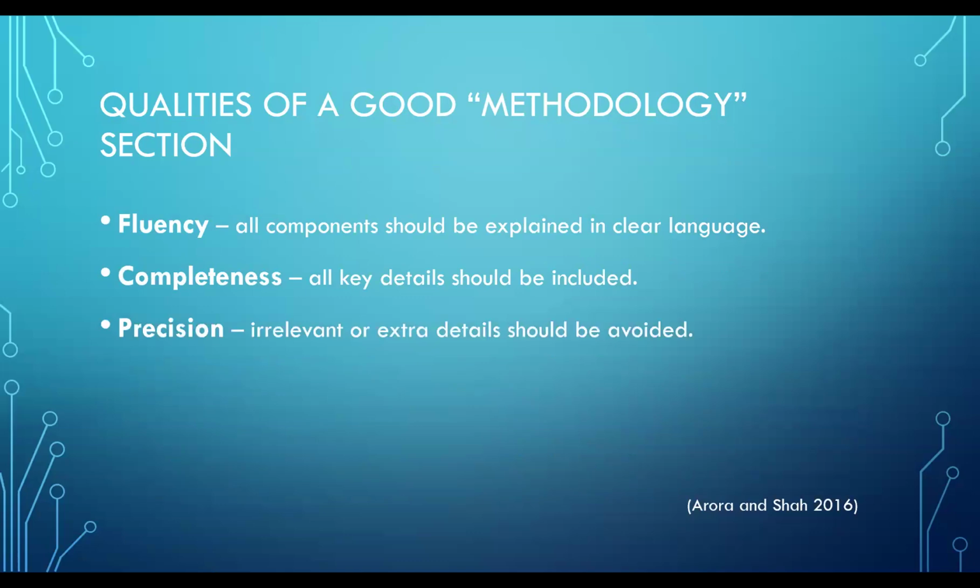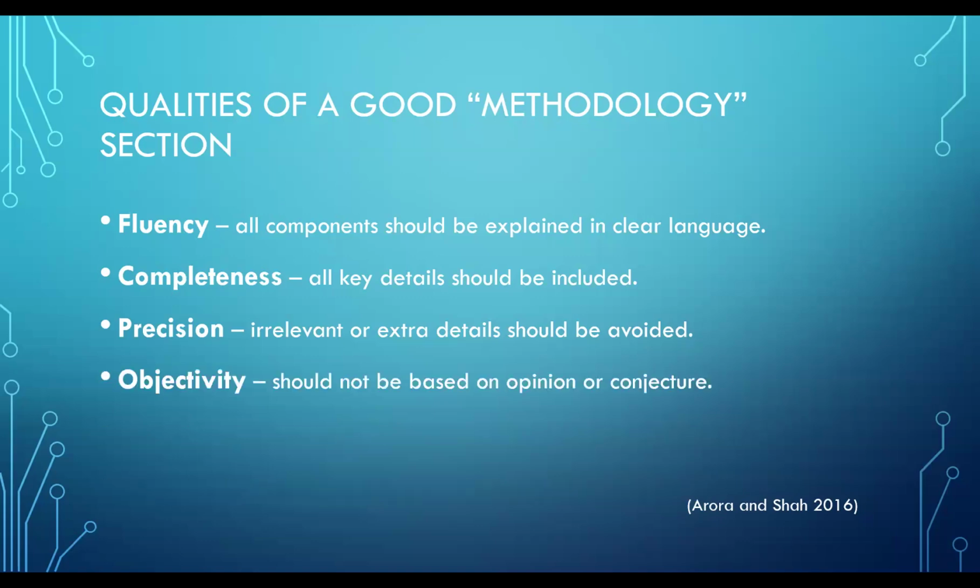Is it precise? Are we avoiding irrelevant details or extra details? Are details that should be left in the introduction or the discussion section accidentally being put over here? Or is it written in a very focused and precise manner? And finally, is it objective? Are you just letting the methods speak for themselves? Or are you bringing in your own opinion or conjecture or theory, which should not appear in the methods section? Methods has to be purely objective.